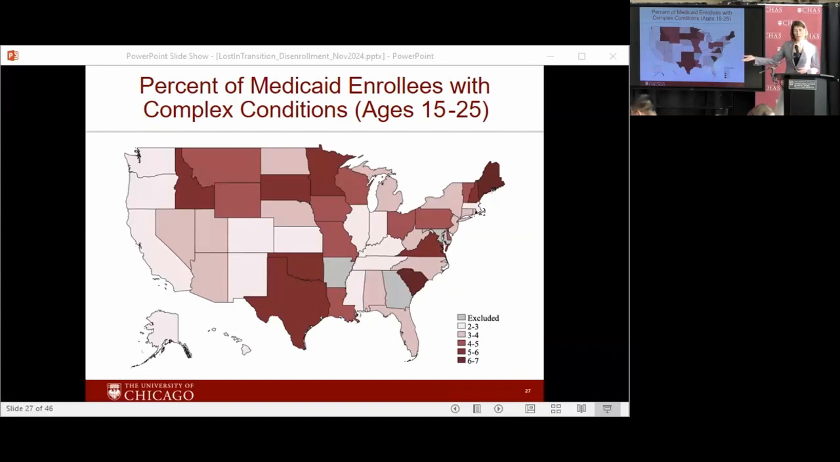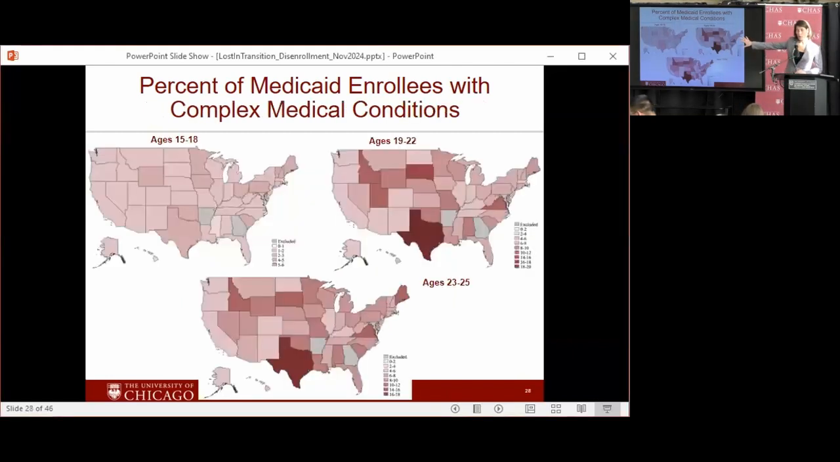Make it easy to qualify for people with complex medical conditions. And then this is splitting that 15 to 25 into different age groups. You can see that, and these are the same colors.